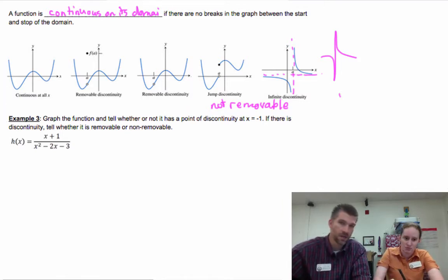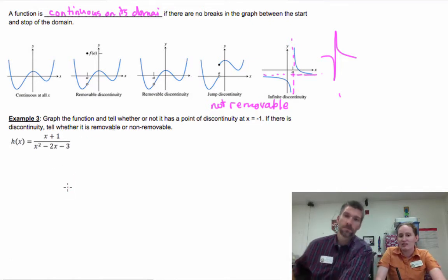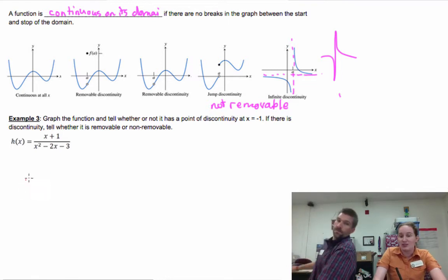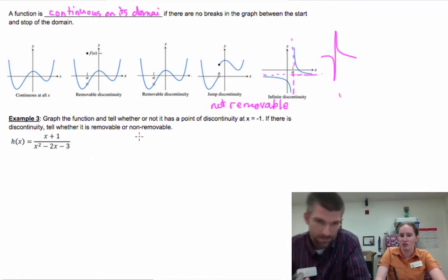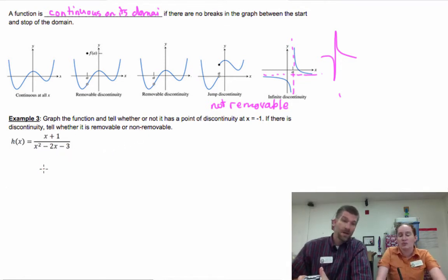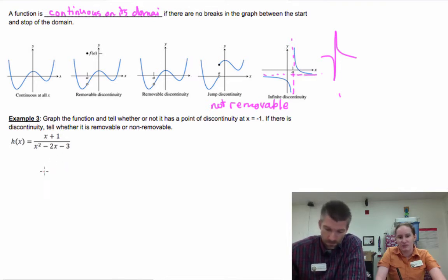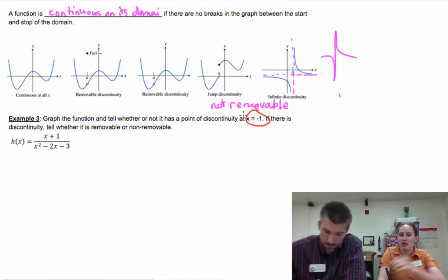Okay, so let's do an example. Graph the function and tell whether or not it has a point of discontinuity at x equals -1. If there is discontinuity, tell whether it's removable or non-removable. So, I happen to have a calculator. When we graph this on our calculator, because it's specifically asking us at x equals -1, once you graph it, check the table of values.